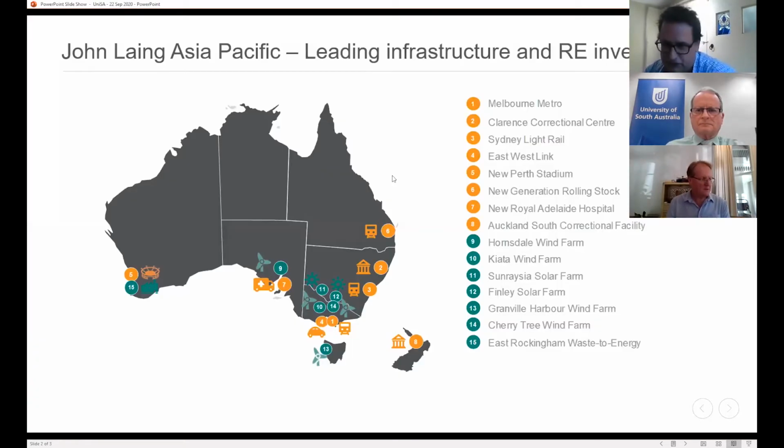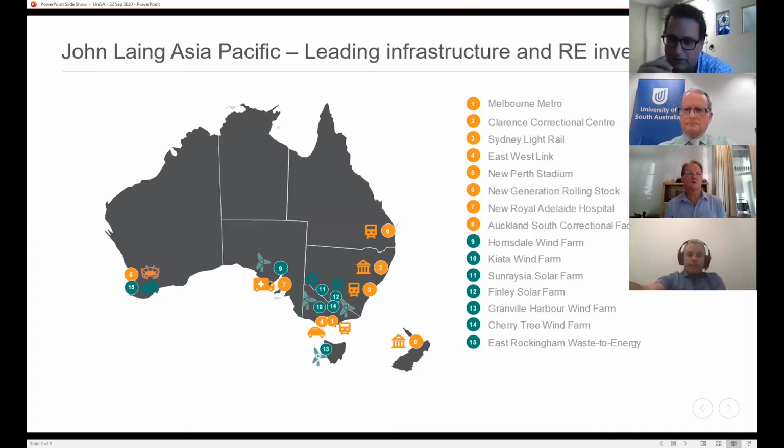This first page is really just to show what we've been doing in Australia, and to give people a bit of a feel around the different types of assets we own. I think it's really in two categories. One of them is PPPs, or public-private partnerships, which are a form of long-term contracting with government. You enter into a contract with the government, and that contract covers a construction period and then a long operational period, usually from 20 to 30 years.